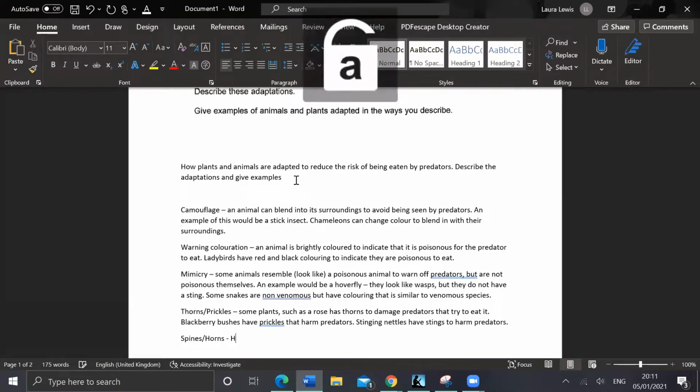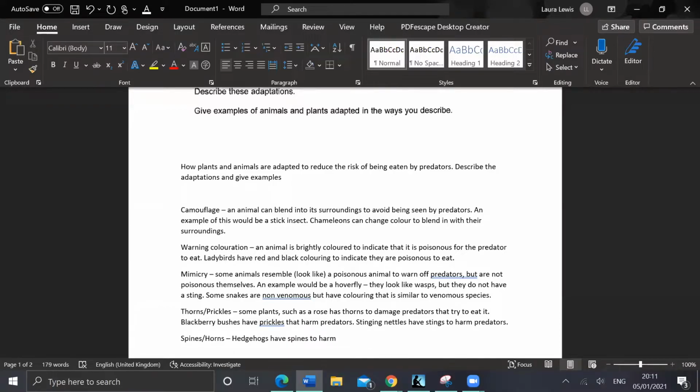So hedgehogs have spines, and porcupines harm predators. Rhinos have horns because they're herbivores. It's for defense, they don't kill and eat things. To defend themselves against predators. Okay.